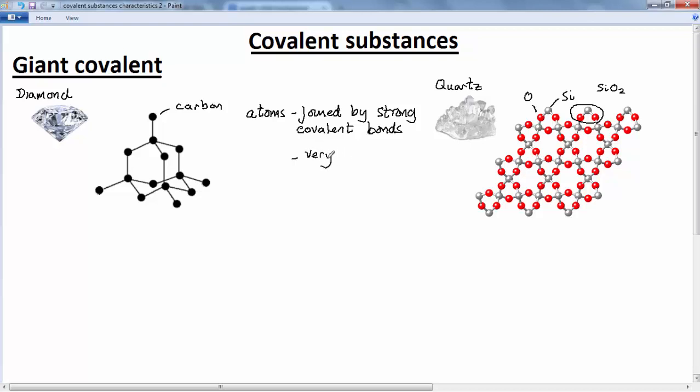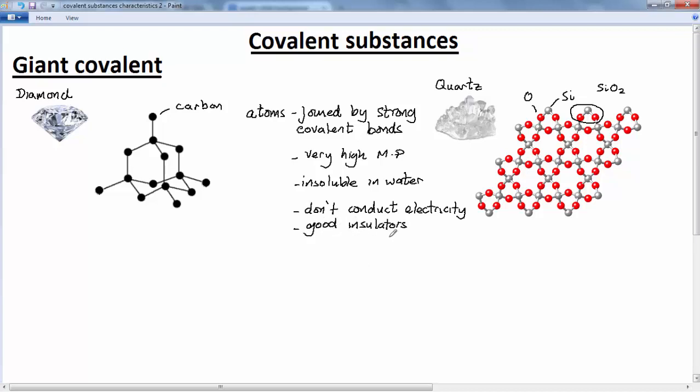Okay, both the melting point of diamond and quartz is very high, and because these are atoms, not ions, held together by strong covalent bonds, the giant covalent structures are not soluble in water. And for the same reason, because there are no ions present, there are no free charges which can move between the structures, they don't in general conduct electricity. So that makes them good insulators.